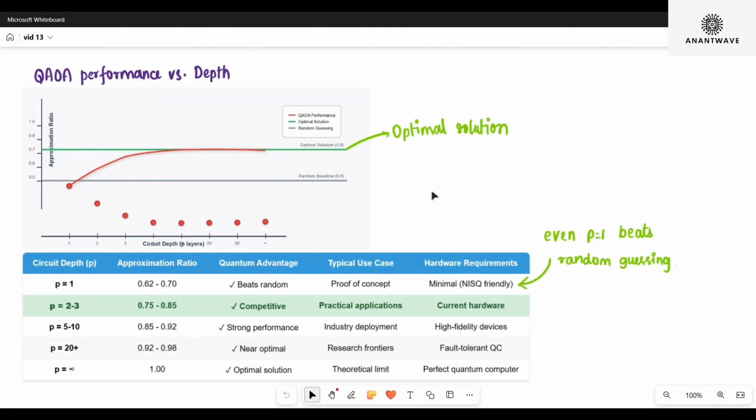Let's now analyze how well QAOA performs. Even at the lowest depth, with just one layer, QAOA already performs better than random guessing. Let's see in this graph. This is circuit depth and this is approximation ratio. We are starting from p equals 1. As we increase the number of layers, say to p equals 5 or p equals 10, the approximation ratio improves, meaning the solution gets closer to the optimal. You can see that at p equals 10, the approximation ratio coincides with the optimal solution. At high enough depth, QAOA can reach the best possible solution. So even shallow circuits give useful results and deeper ones get even better.